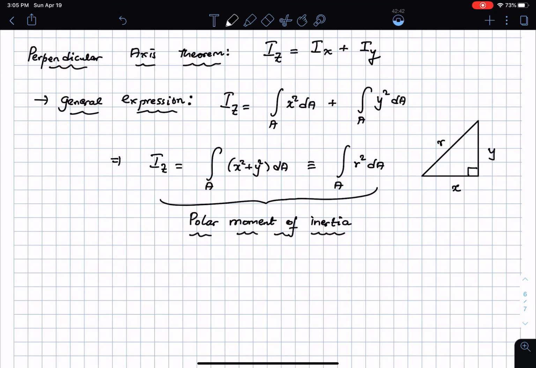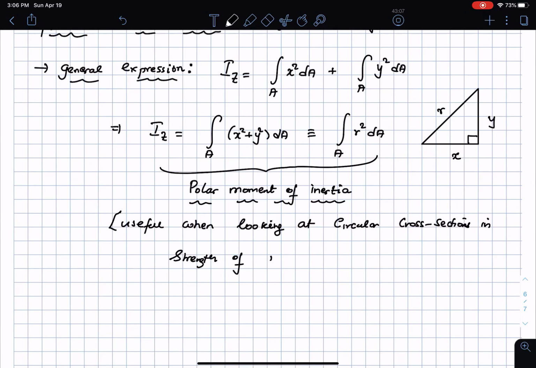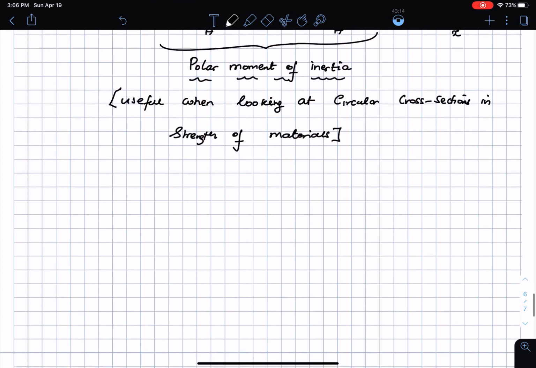Okay, this is something that you will make use of when you study torsion of shafts in mechanics of materials. So this will be useful when looking at circular cross sections in strength of materials. Okay. All right, so we're almost there to go into composite bodies.